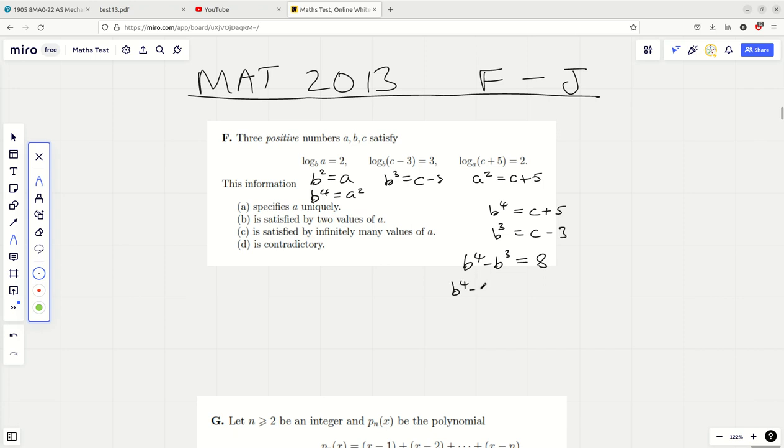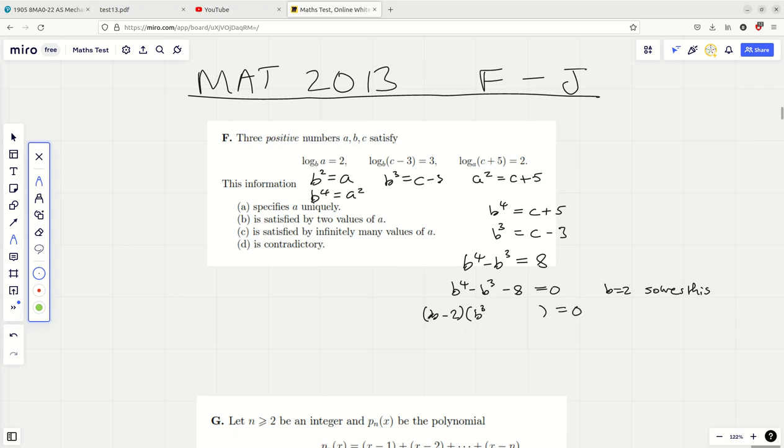So we know that b to the 4 minus b cubed minus 8 equals 0 has a factor, as b equals 2 solves this. Obviously we can deduce that b minus 2 is a factor. Now please don't think that you have to use long division for something like this. You can do it in your head.